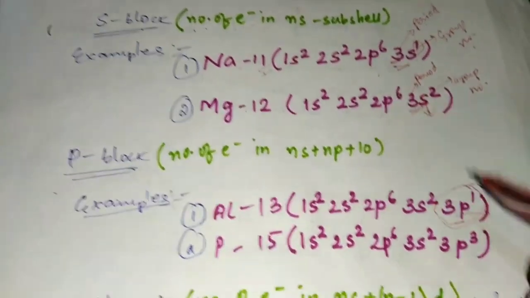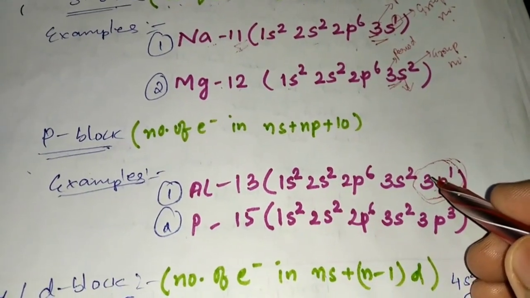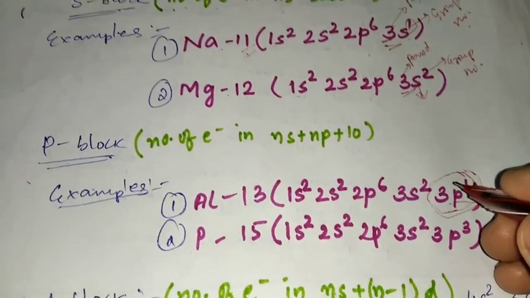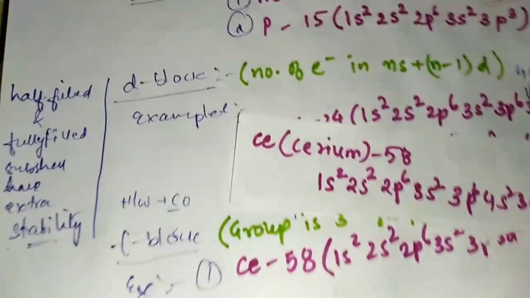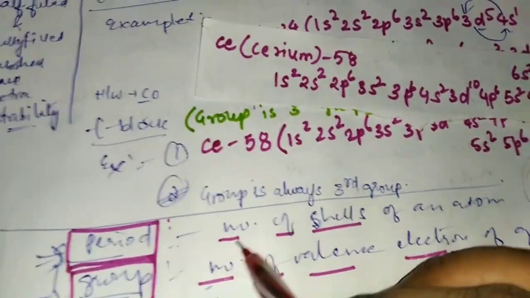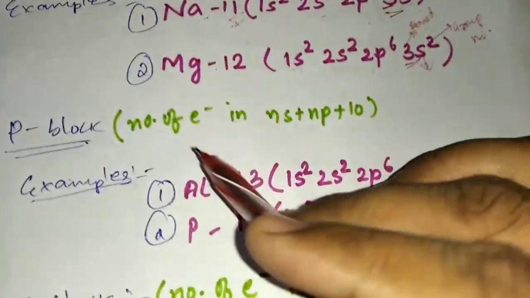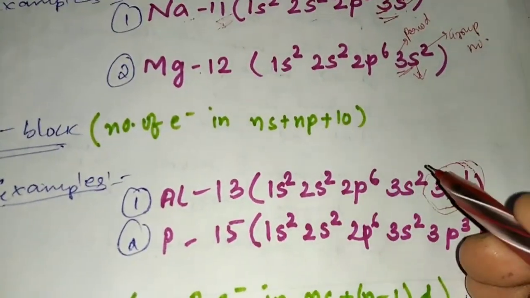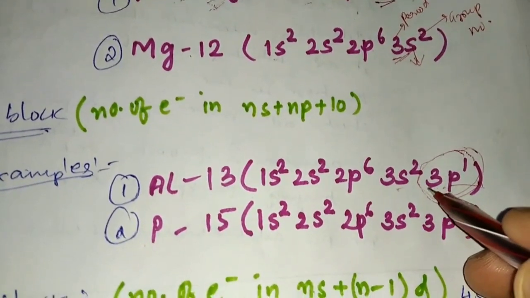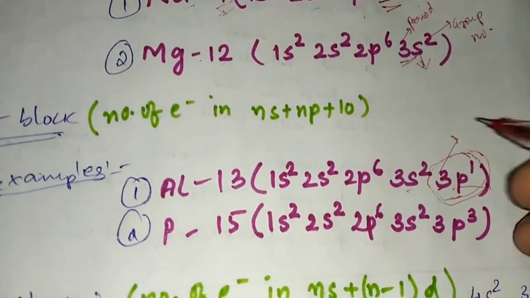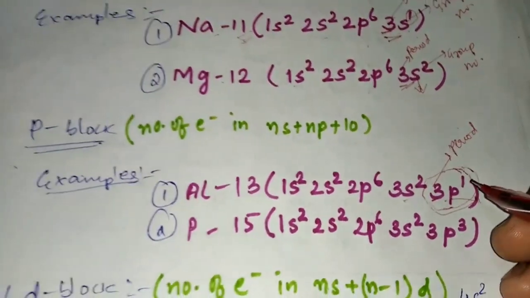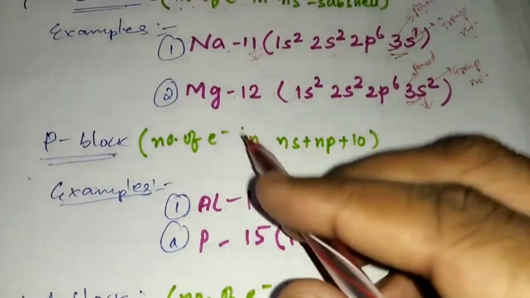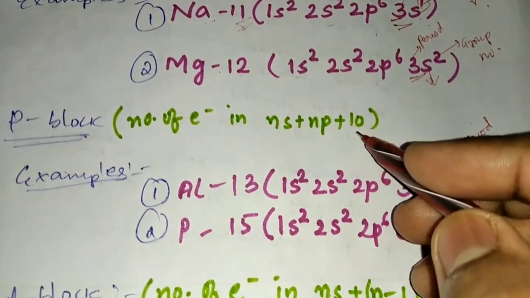So the period number means the highest n value, or the highest number of shells of an atom. So for the P block element aluminium, the number of shells is 3, that is, the highest shell is 3. So this 3 becomes our period number. And the group number formula is ns plus np plus 10.